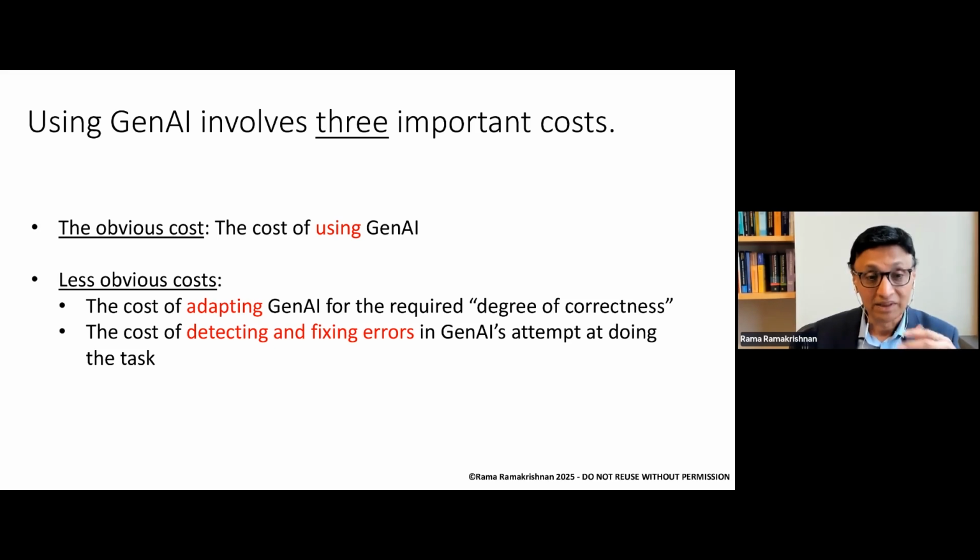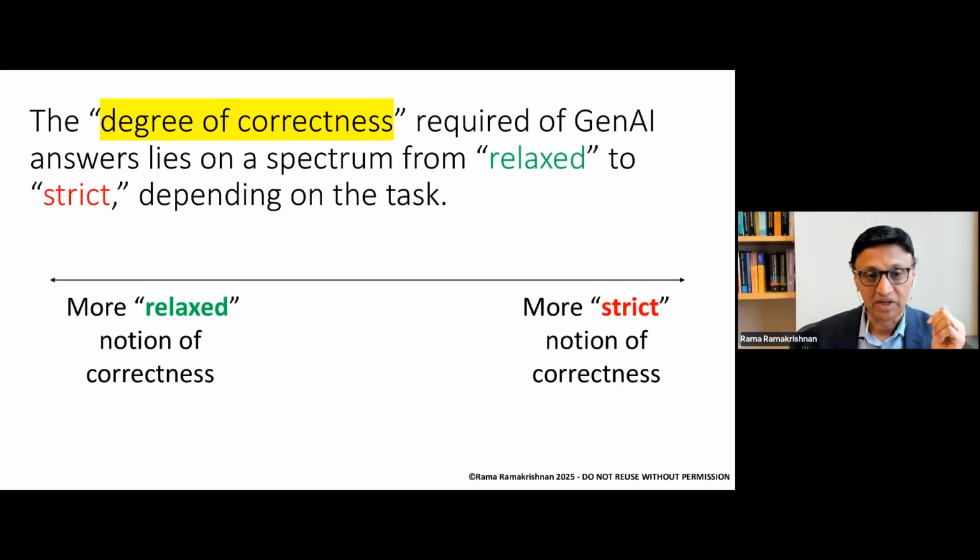Now, there are two really important costs, which I think are less obvious, even though they're much bigger than the cost of using. The first is that you have to adapt the tool for your particular task, in particular the degree of correctness for your task. And then you have to have some mechanism in place to detect and fix errors in the output of the LLM when it attempts to do the task that you ask it to do. So let's look at these in turn.